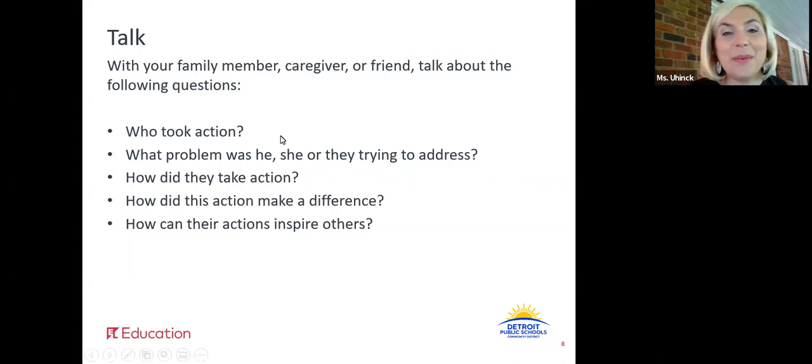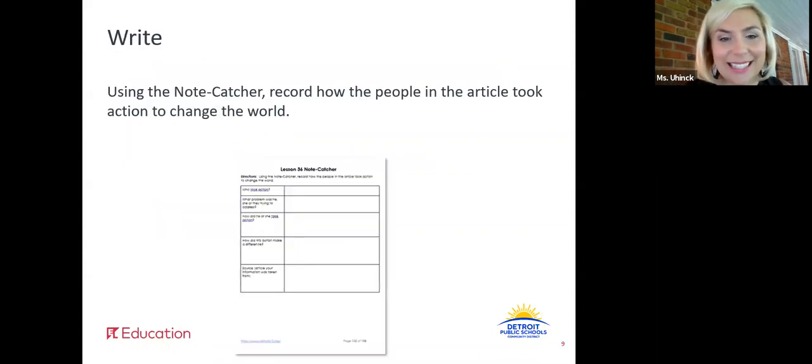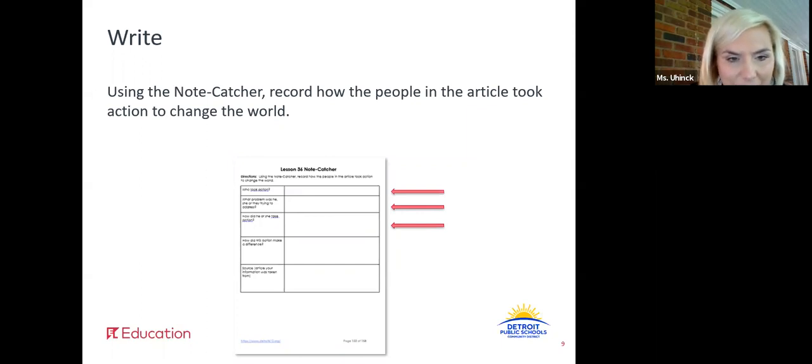All right, so we've read our article, we've thought about our article, we've talked about our article. You know what's coming up next. What's next? We're gonna write, yes. All right, so let's look at our lesson 36 note catcher. At the top, you're gonna tell me in that first box, who took action? What problem was he, she, or they trying to address? How did he or she take action? How did this action make a difference?